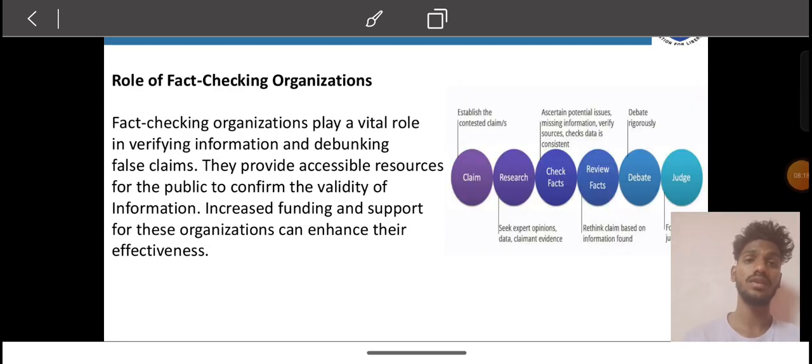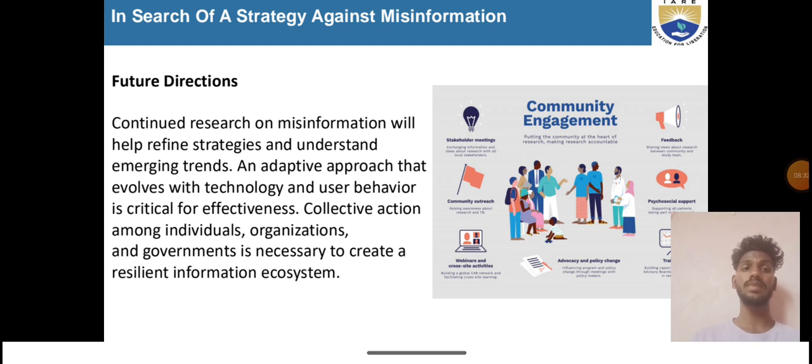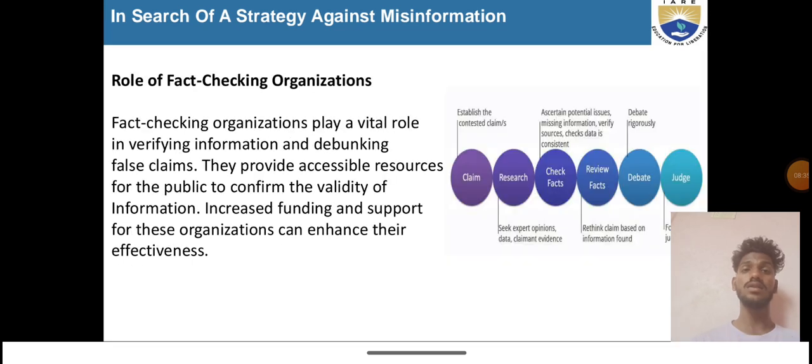Next, we will move to the role of fact-checking organizations. What is the role of fact-checking organizations? We will discuss here. Fact-checking organizations play a vital role in verifying information and debunking false claims. They provide accessible resources for the public to confirm the validity of information. Increased funding and support for these organizations can enhance their effectiveness.